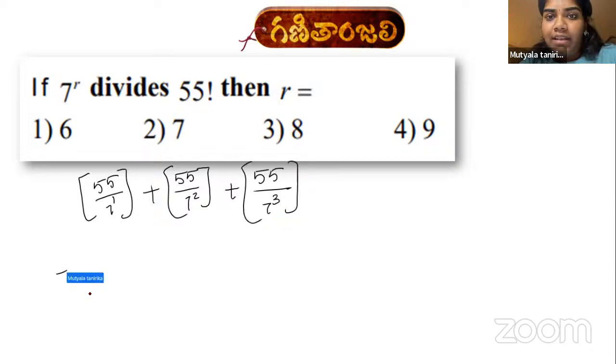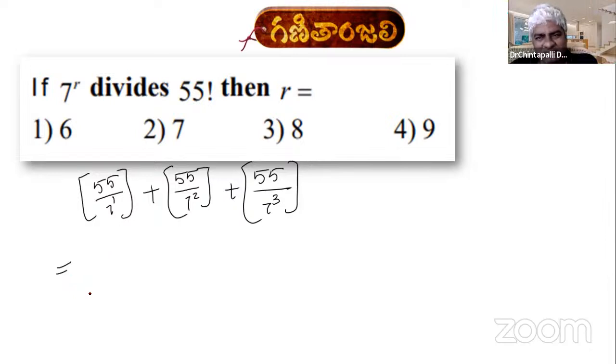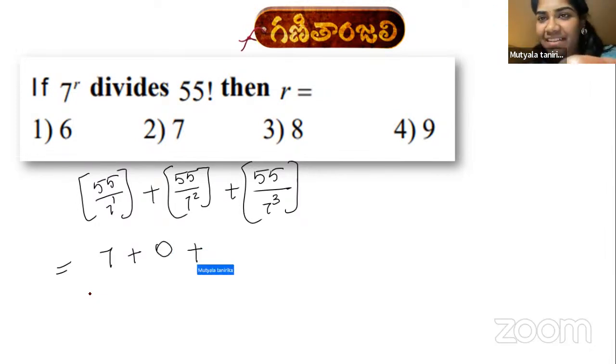Step that equals 55 by... What about next, 7 power 4? So after checking this, we can check whether it's possible or not. We need not take it. 7 cube is 343. Yes, sir. 7 square, 55 by 343, that's 0, sir. Everything else is 0.